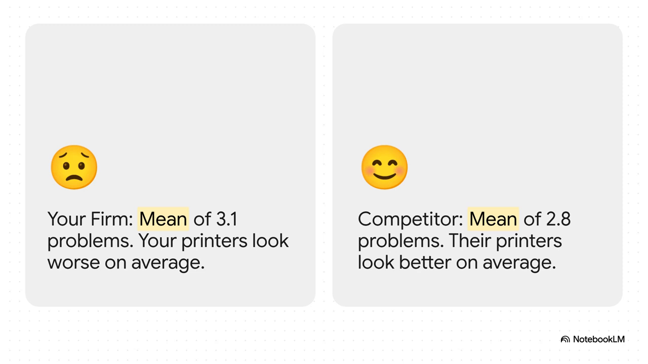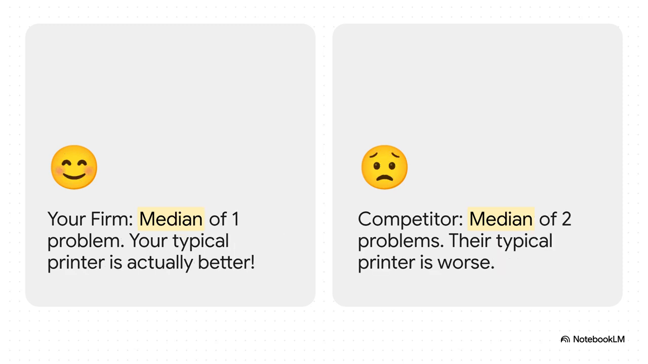You get the average, the mean number of problems. And oh boy, the results are not great. Your printers have an average of 3.1 problems, while the competition's only at 2.8. On paper, it looks like you've got a serious quality problem. But wait, before you panic, you decide to look at the median instead. Remember, that's the number smack dab in the middle of all your data points. And just like that, the entire story flips. Your median number of problems is just 1, while your competitor's is 2. Suddenly, your typical printer actually looks more reliable.